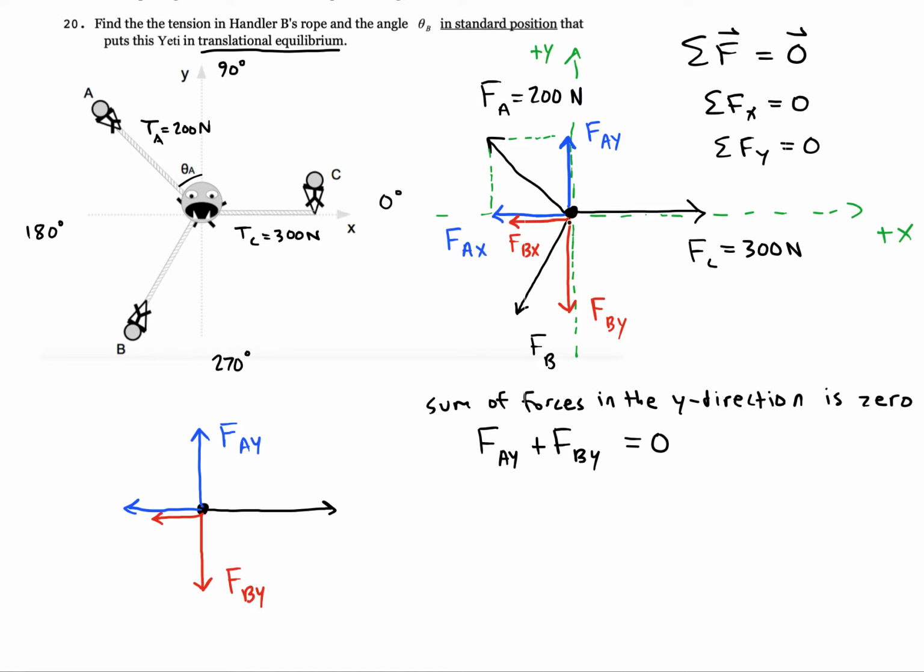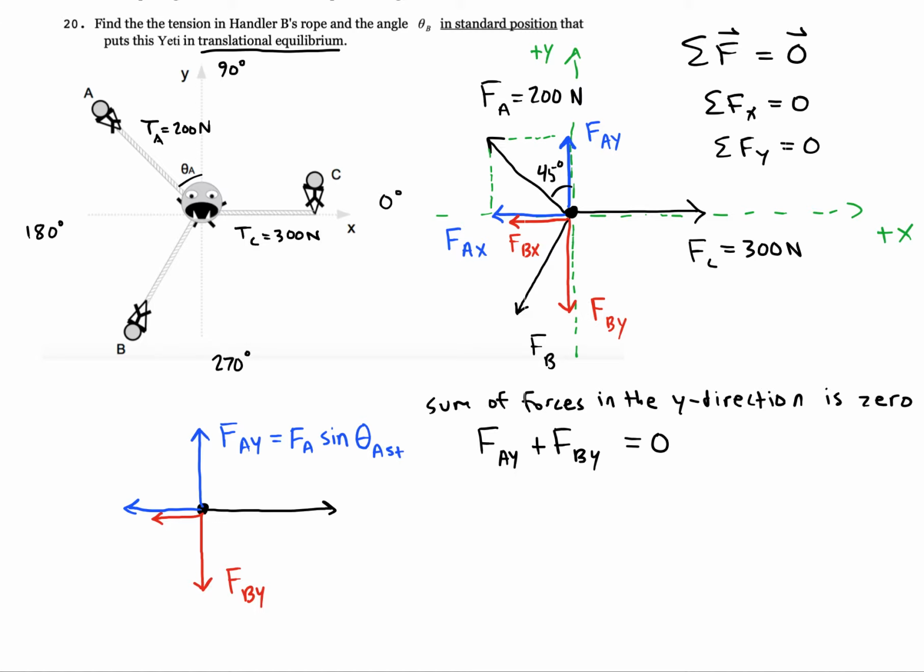All right, so to solve it, you might say, okay, this is a 45-degree angle here, they said. So we can find out what FAY and FAX are numerically. So FAY is going to be FA times the sine of theta A in standard position.